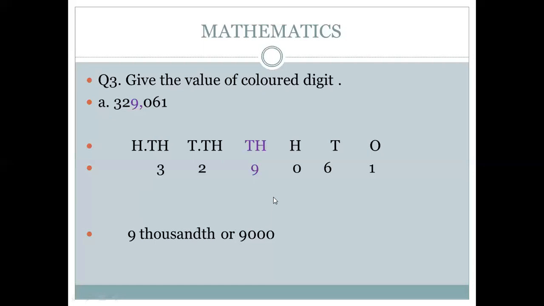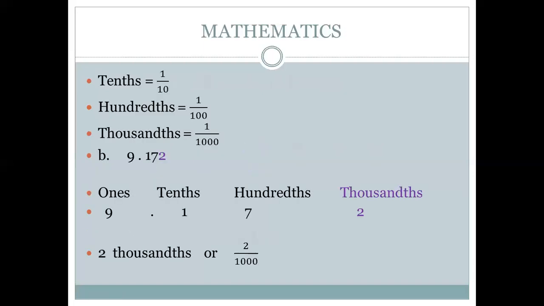Come to the next part, part B. There is a decimal given. You see in this part a decimal is given. The difference between the decimal and the whole number is that if the number is starting from the decimal, there is no ones. We always start from the tenths, hundredths, thousandths. You see on the screen, tenths, 1 over 10. When we divide any digit by 10, it will be tenths. When we divide any number by 100, it will be hundredths. Then 1000, it is called thousandths.